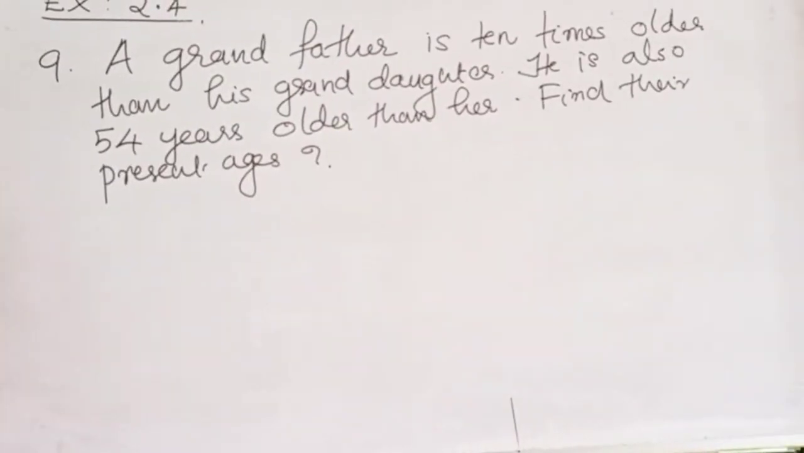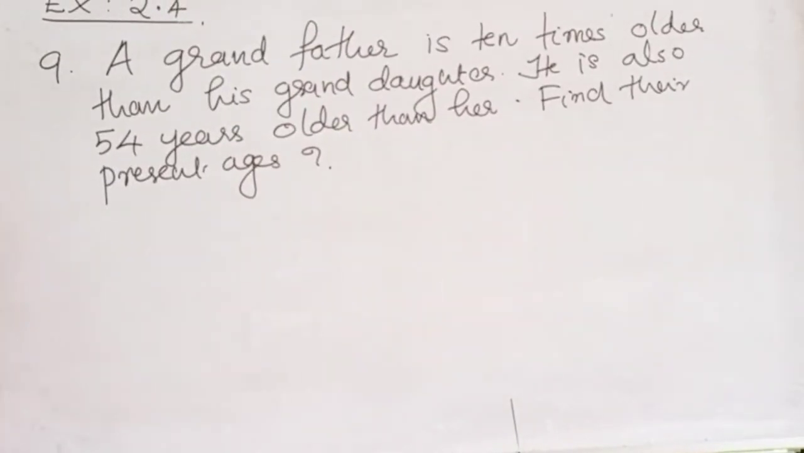Now we are going to discuss question number 9. A grandfather is 10 times older than his granddaughter. He is also 54 years older than her. Find their present ages. This is the question we need to answer.